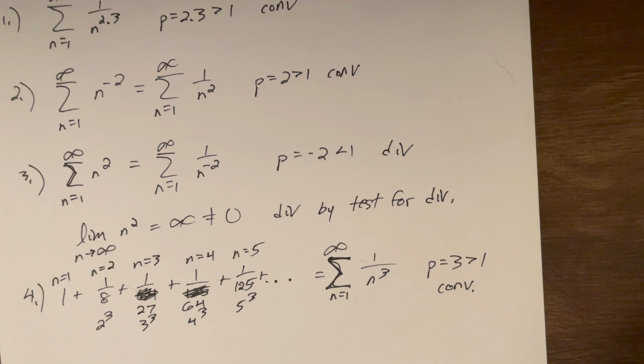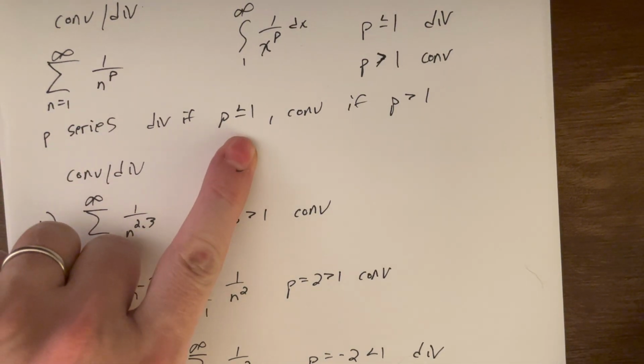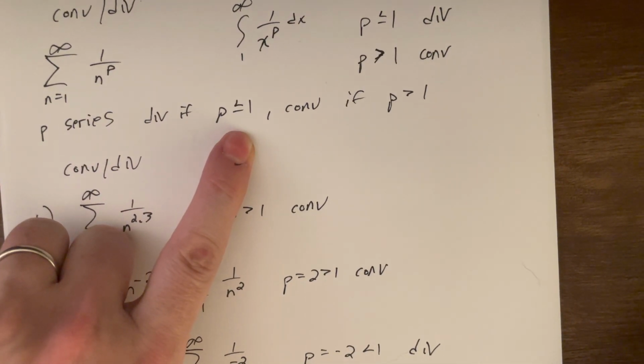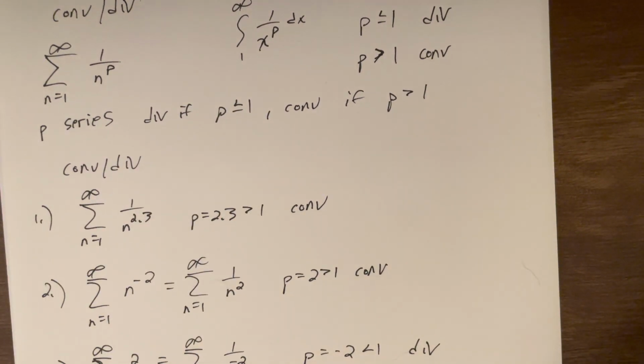Quickly I should point out, we've already talked about the harmonic series in part 1. The harmonic series can be thought of as a p-series with p equal to 1. We already know the harmonic series diverges, but we could also look at that as a p-series and also reach that same conclusion.